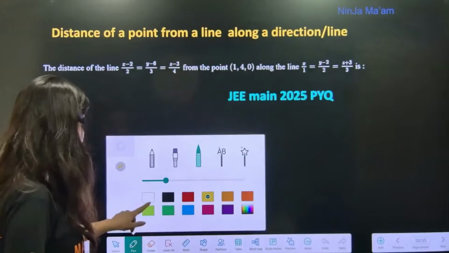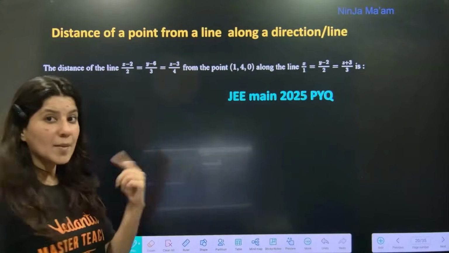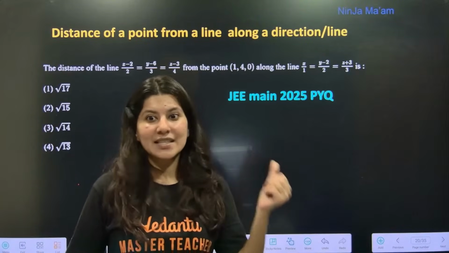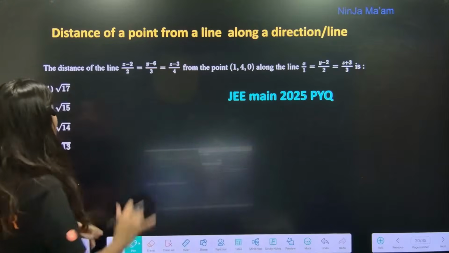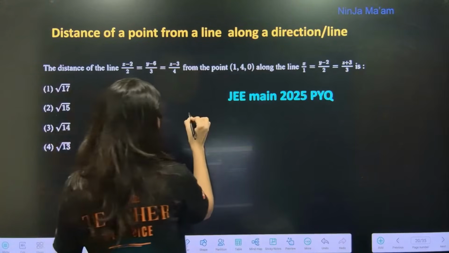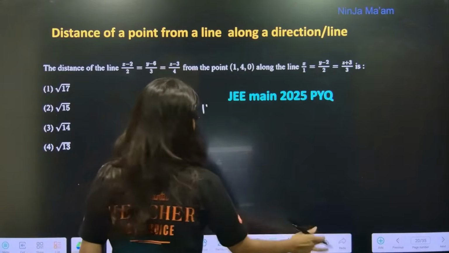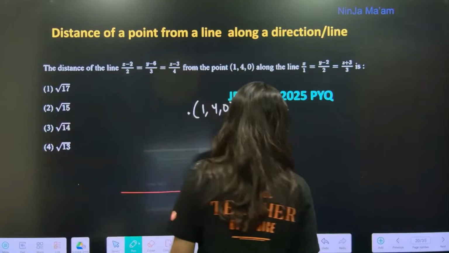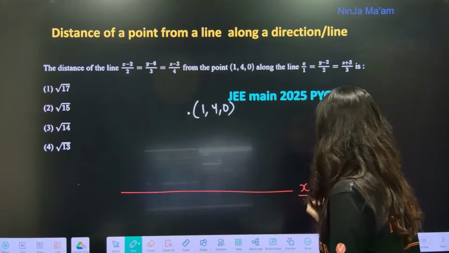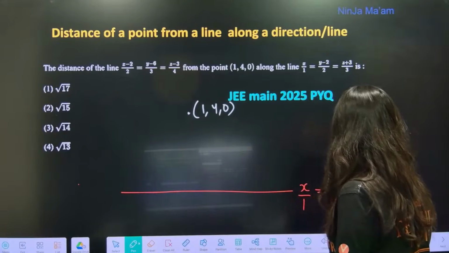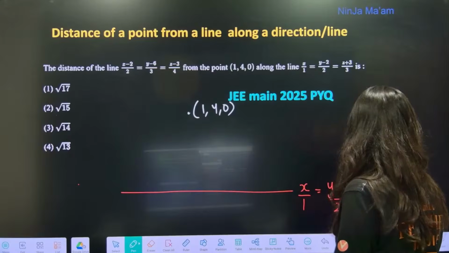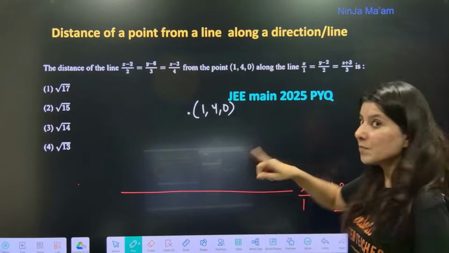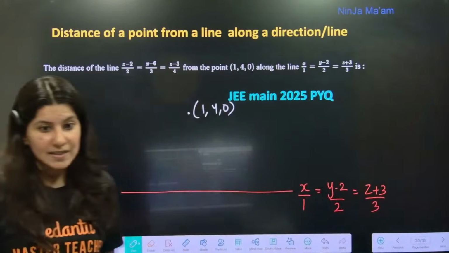See, this is a very different category, and you know what, this question is coming since 8 years, more than 8 years. Since I am teaching now, I am seeing this type of question. What is this question? Let's see. Distance of a line from a point. So there will be a point 1, 4, 0. Okay, and there will be a line over here which is x upon 1, y minus 2 upon 2, z plus 3 upon 3. This is your line. Distance from this point to this line, but this time they are not talking about perpendicular distance.